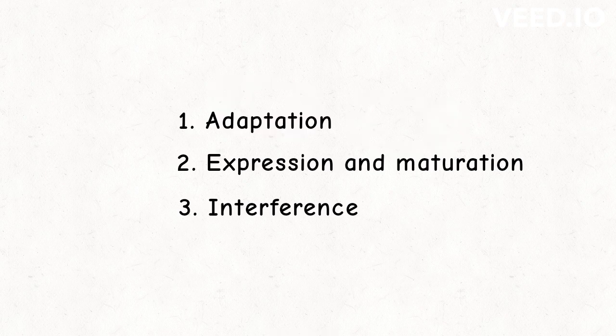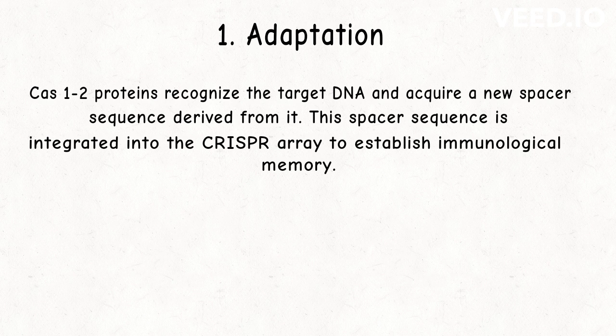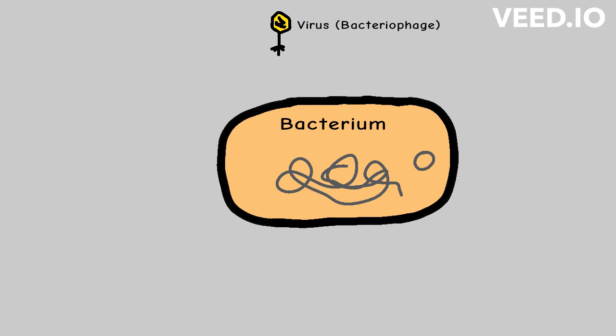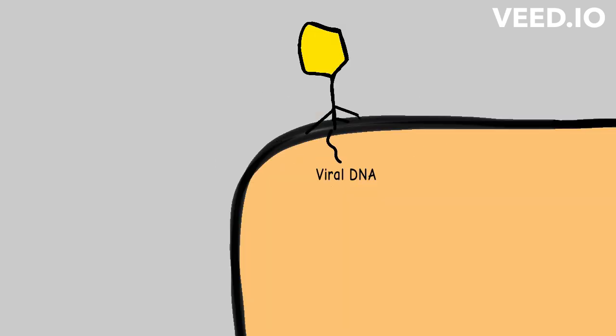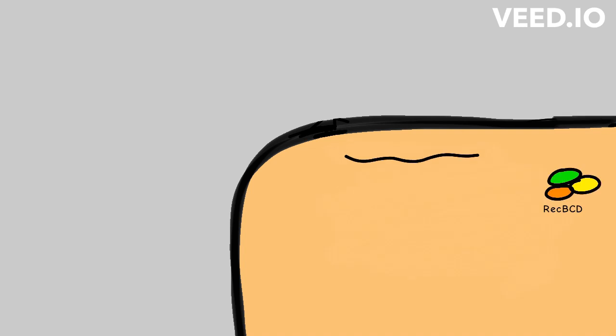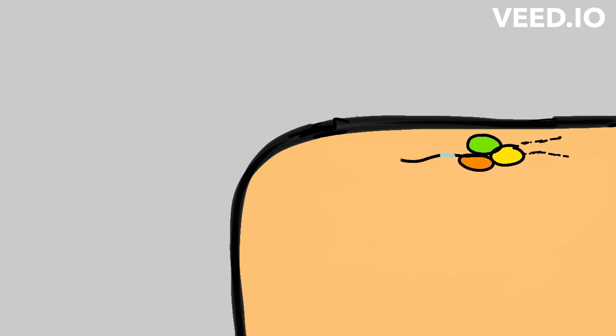This system works in a three-step process as adaptive immunity in bacteria: adaptation, expression and maturation, and interference. First, adaptation. When a virus inserts its genome into the host cell for the first time, the RecBCD exonuclease complex recognizes the exposed ends of the double-stranded DNA and initiates rapid unwinding and degradation of the DNA. This degradation continues until it reaches a specific 8-base pair sequence motif known as a Chi site.